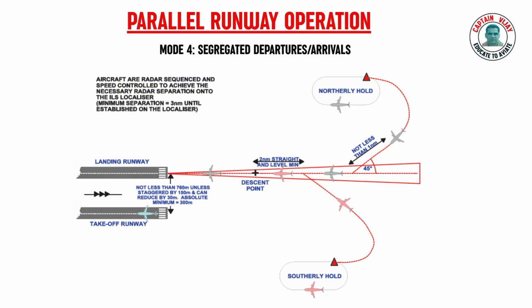Moving on to mode 4, which is called segregated departures and arrivals. This operation is known as mode 4 segregated parallel operations. In this mode, one runway is exclusively used for approach and the other runway is used exclusively for departure. Note on the screen that the absolute minimum distance required between parallel runways is 300 meter when the runways are offset from each other, and if the runway thresholds are abeam each other, then the minimum distance is 760 meters.